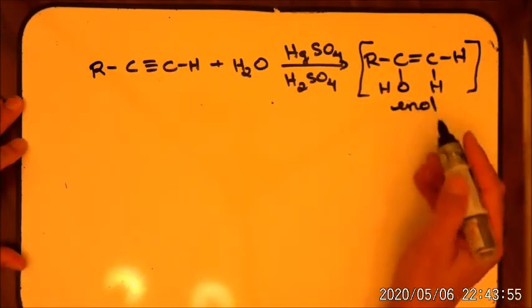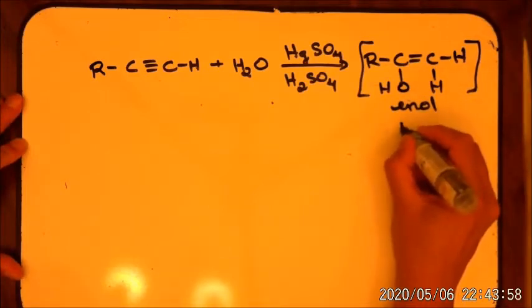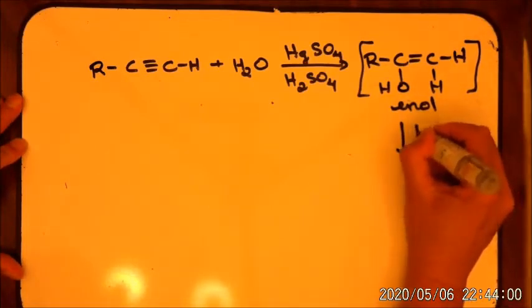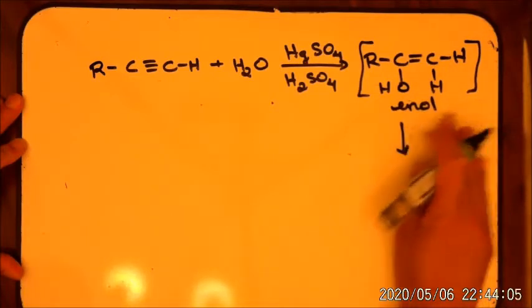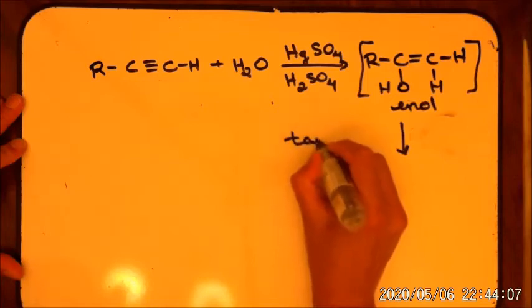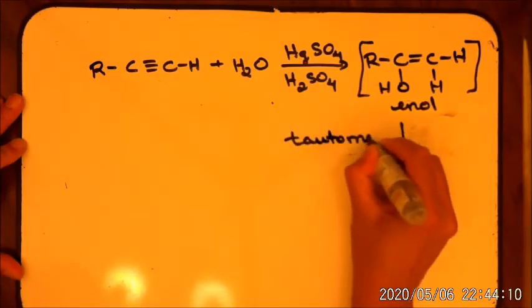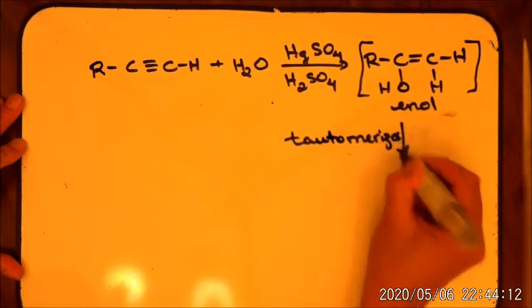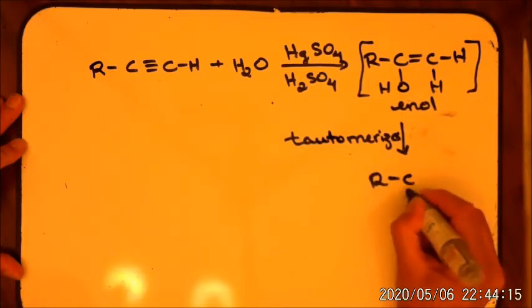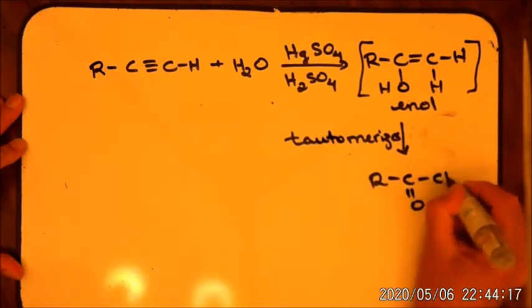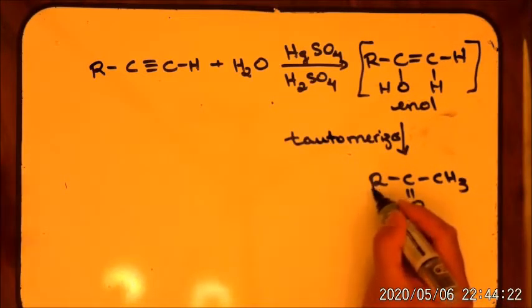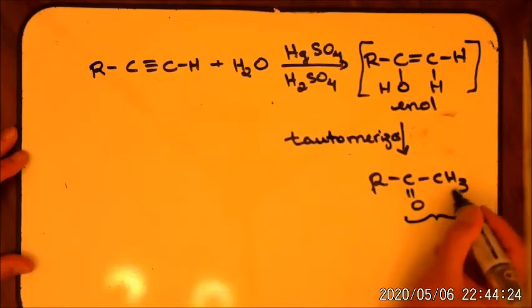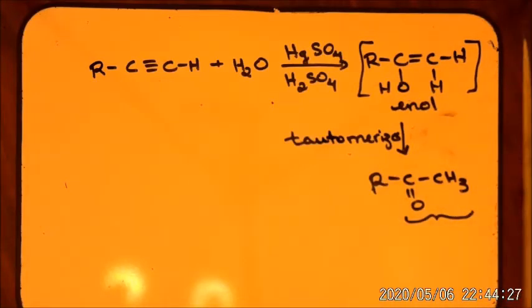But what happens is it doesn't stay this way. This, what we call tautomerizes. I'll put it on the other side to have more space. What you get is a ketone. And in fact, okay, it's an acetone derivative. Alright?